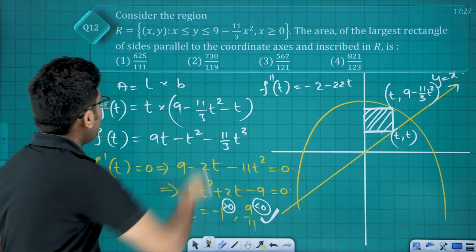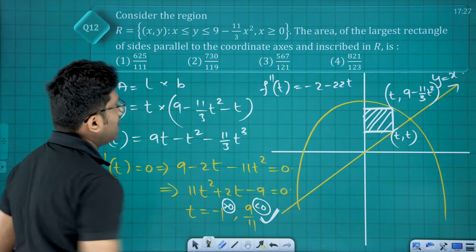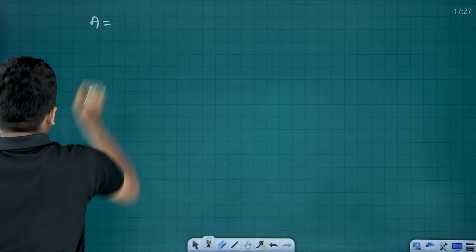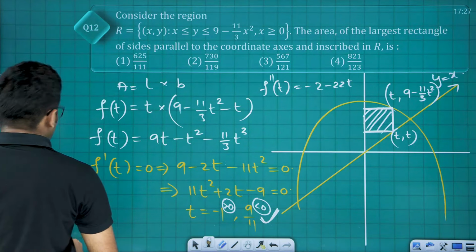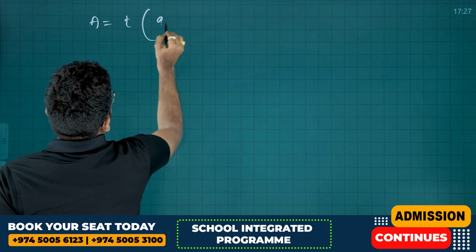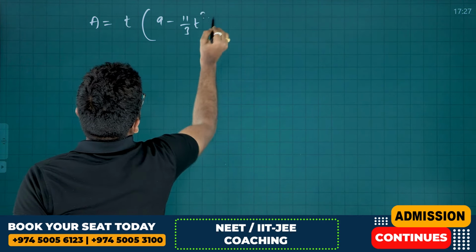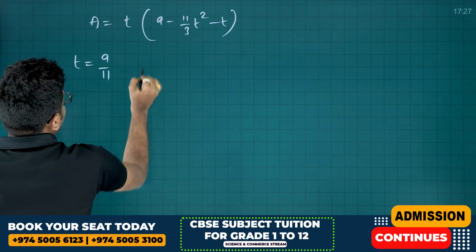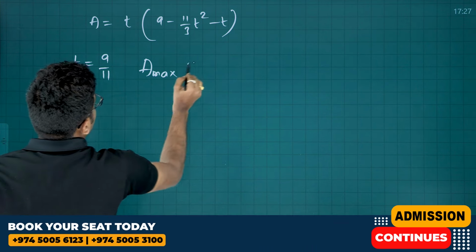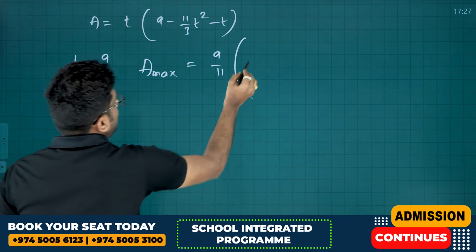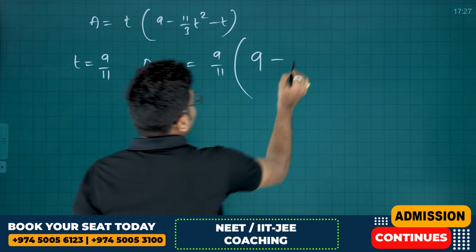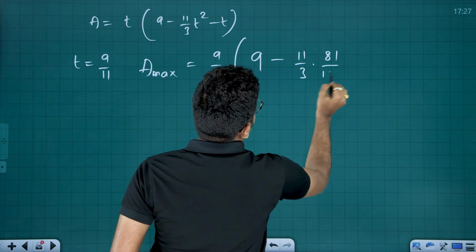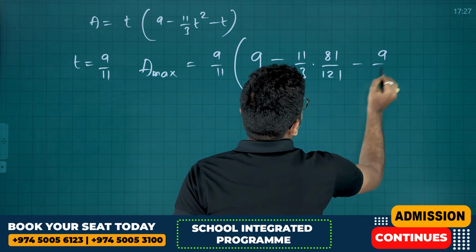That's it. Now we need our required area. So what is our f of t now? Area equals t into 9 minus 11 by 3 t square minus t. Put t equals 9 by 11. So maximum area is 9 by 11 into 9 minus 11 by 3 into 9 by 11 whole square, that is 81 by 121, minus 9 by 11.